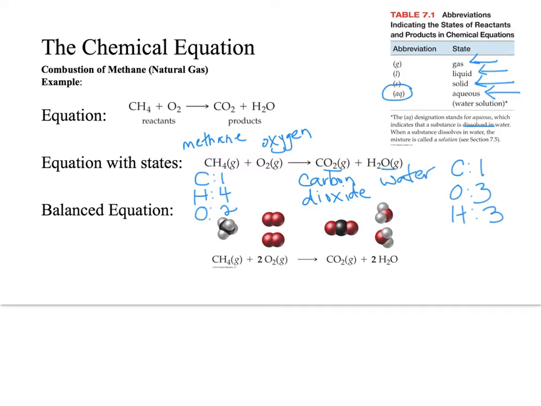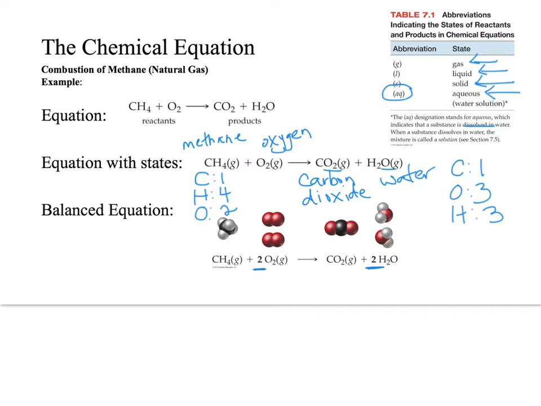We don't have the same number of atoms that we began with. And that's a problem because it means that our equation defies the law of conservation of mass and conservation of matter as well. So we have to balance the equation. And the way that we balance the equation is by adding coefficients. A coefficient is a number that you put in front of the formula that multiplies everything in the formula.